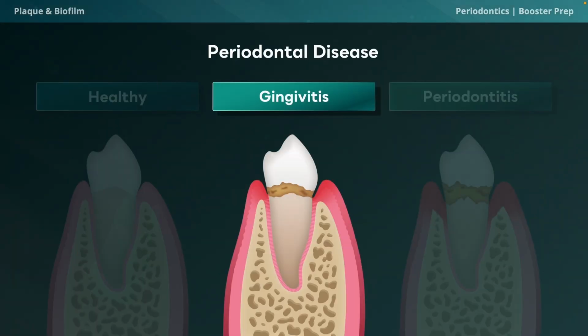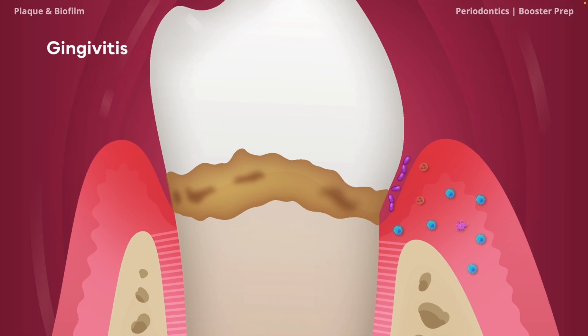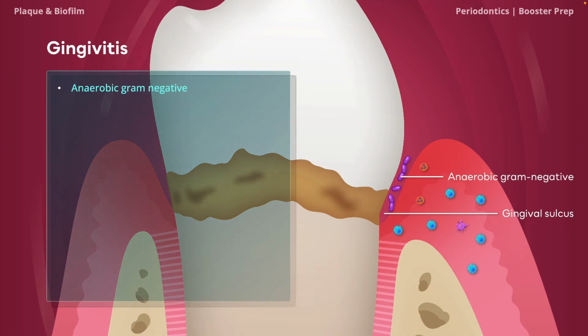So now let's take a look at gingivitis and see how that's different. As plaque builds up, the oxygen levels drop in the sulcus. So this creates an anaerobic environment. More gingival crevicular fluid, or GCF, also flows into the sulcus during inflammation, and these changes cause the bacteria to shift from an aerobic gram-positive state to an anaerobic gram-negative composition of bacterial species.